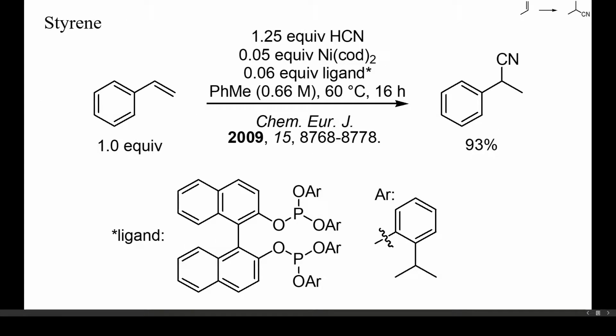Styrene is a weak Michael acceptor only and does not usually react with cyanide. In the presence of nickel-0 complexes, though, styrene and related alkenes can undergo hydrocyanation. Here, a phosphide was used as ligand, and 5% of nickel was enough to achieve a complete conversion in 16 hours at 60 degrees Celsius.